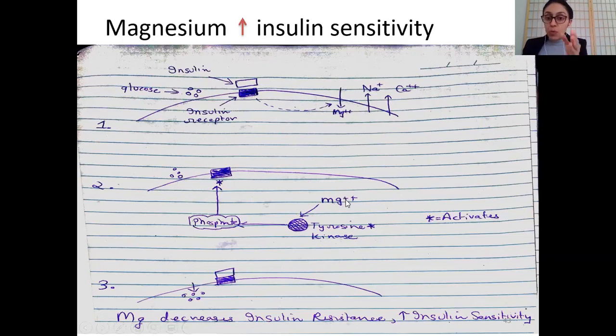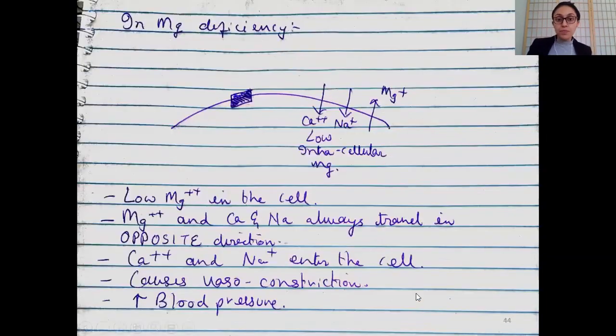Magnesium is therefore so important because it is a very important nutrient to activate your tyrosine kinase. And tyrosine kinase in turn activates phosphate. Phosphate therefore makes the insulin receptor complex stronger. The gates are open for a longer time. So yes, magnesium, in summary, decreases insulin resistance. It increases insulin sensitivity. So now what happens when you have magnesium deficiency?